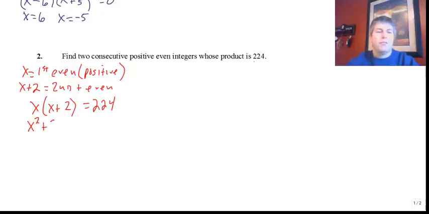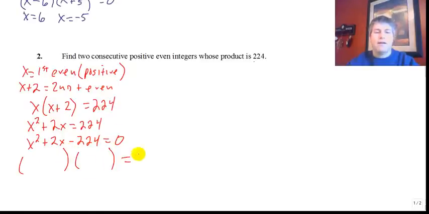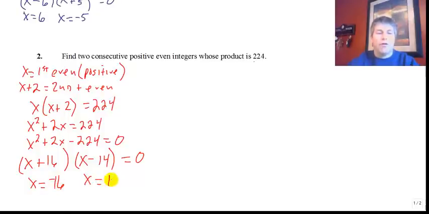Distribute the x, we get x squared plus 2x equals 224. But to solve a quadratic, we need it equal to 0. So x squared plus 2x minus 224 equals 0. We'll go ahead and factor that one. That's not the easiest thing to factor. We need factors of negative 224 that add up to 2. I know my factors of x squared are x and x. And 16 times 14 is 224. So plus 16 minus 14. And we set each factor equal to 0 using our zero product property. X equals negative 16 and x equals 14.